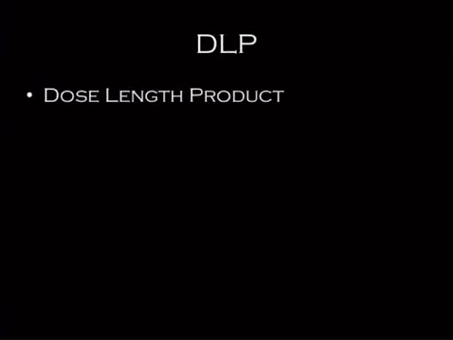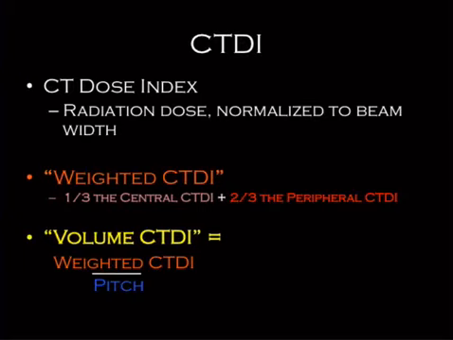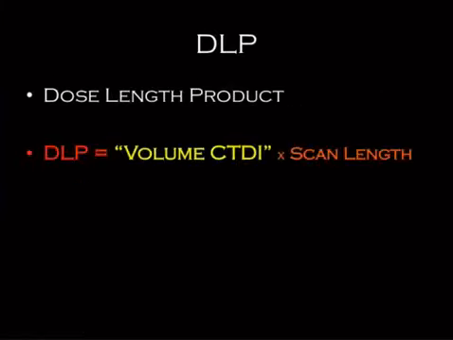Now there's another vocabulary word that's probably even more important, called DLP, or dose length product, and you can imagine that this is going to involve the length of the scan. So you take your volume CTDI and you multiply that by your scan length. So going back here, this one is your volume CTDI. If you were going to start all the way at the beginning, you'd have to calculate a weighted CTDI to use in the calculation for your volume CTDI, to use in the calculation for your DLP.